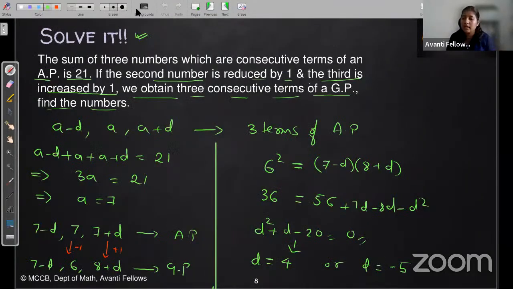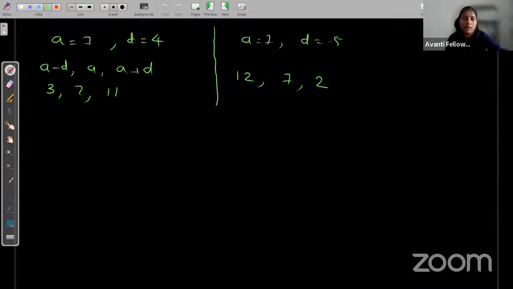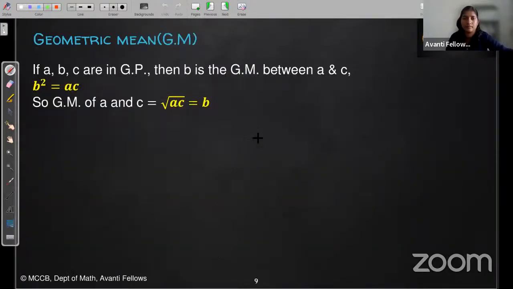So understood? Is it clear to you all? Any doubt in this? YouTube students as well as Zoom students, any doubt in this? Is it clear? Okay. So if this is clear to you all, then we'll move to the next one.